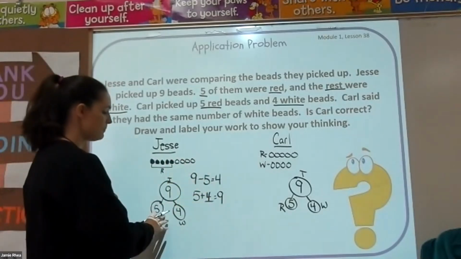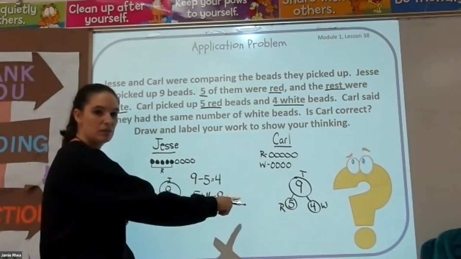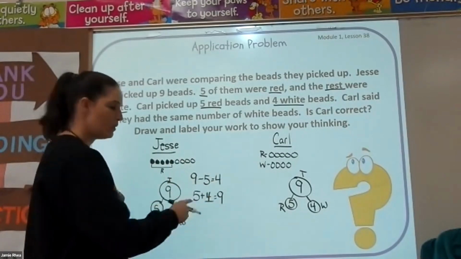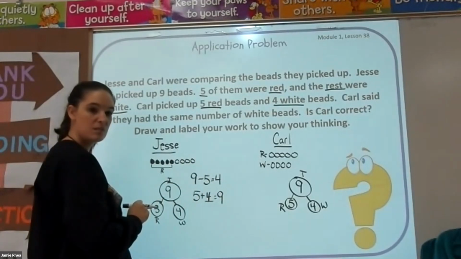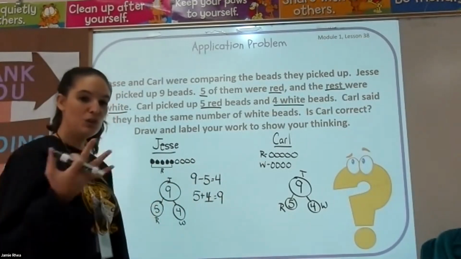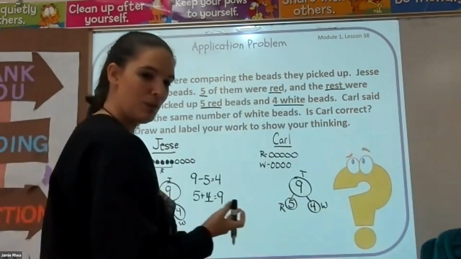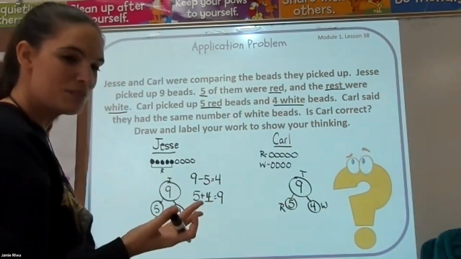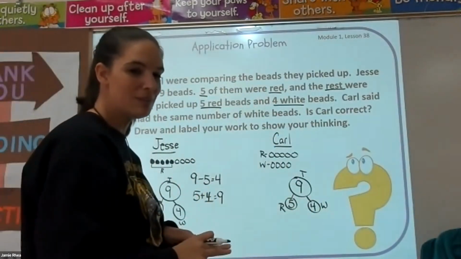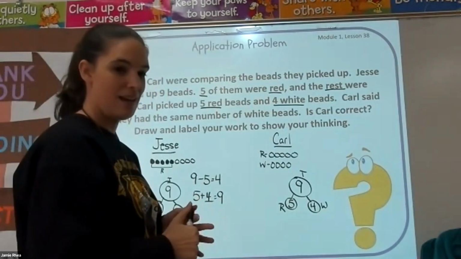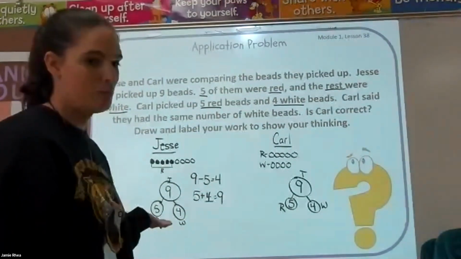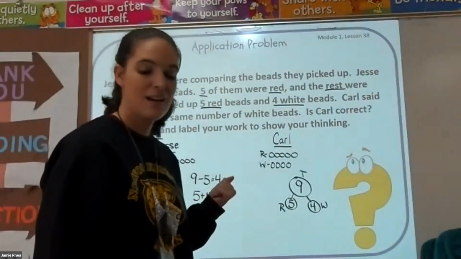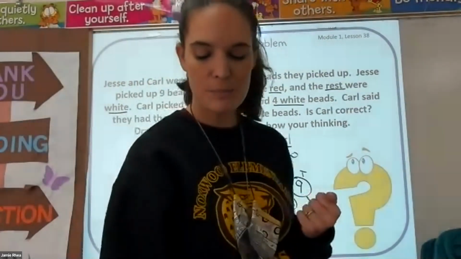Okay, so we have drawn our picture. We labeled it. We even drew out number bonds to help us, and we even have number sentences. So you have all your work done. We've solved the case. We drew and labeled our work to show our thinking, and we solved to say Carl's correct. They have the same number of white beads. They had 4 white beads each. Good job, guys. All right, I want you to erase your boards.